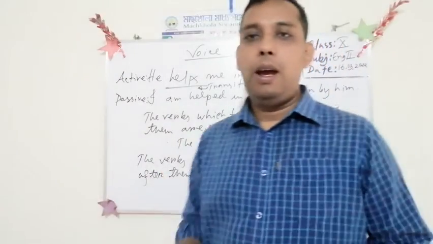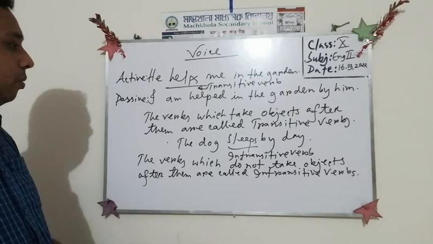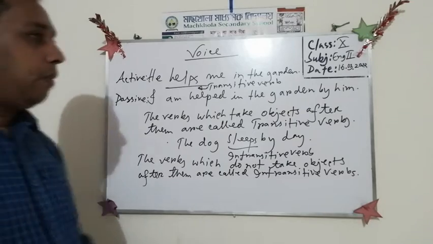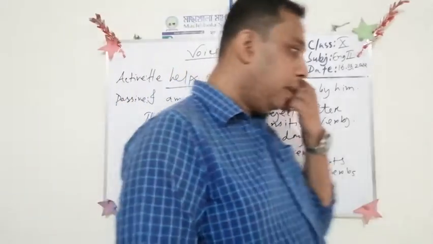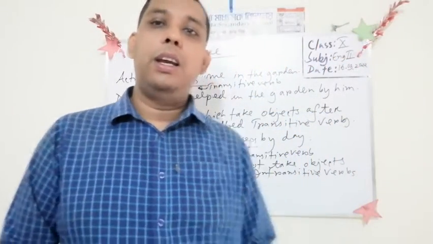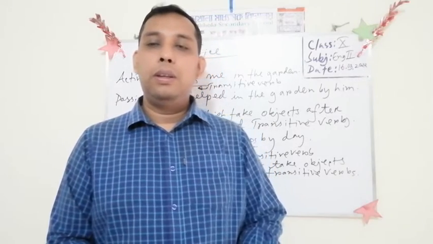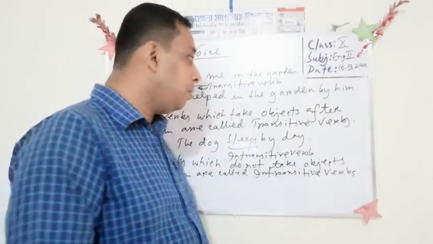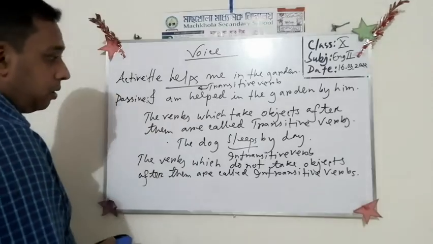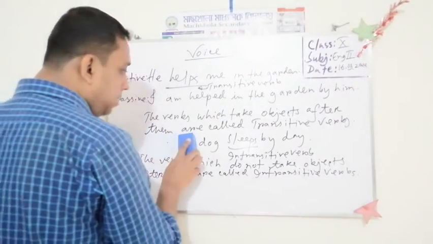On the other hand, look at the verb. The verbs that do not take an object after them are called intransitive verbs, and the verbs which take an object after them are called transitive verbs. Okay, so let me give you some more examples of transitive verbs.